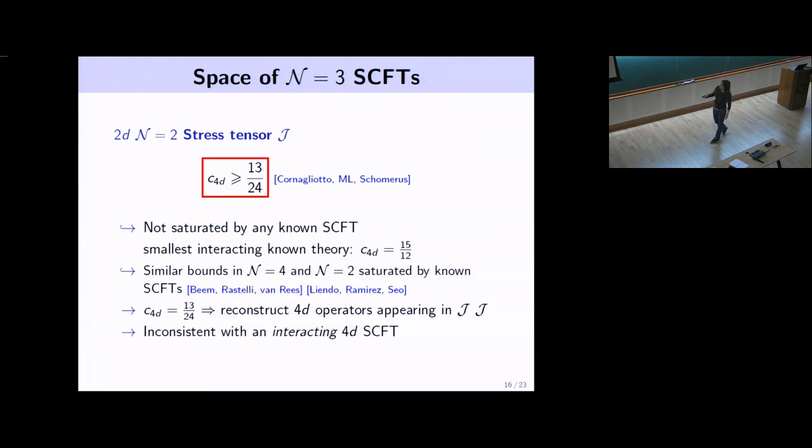And when I do this, I find some inconsistency with an interacting 4-dimensional SCFT. When I try to lift these operators, I find that in 4 dimensions, they would have the wrong norms for being 4-dimensional operators in an interacting theory. So there is something wrong with the theory that lives here, and it cannot ever be an interacting 4-dimensional superconformal field theory. And so the bound is actually a strict inequality.